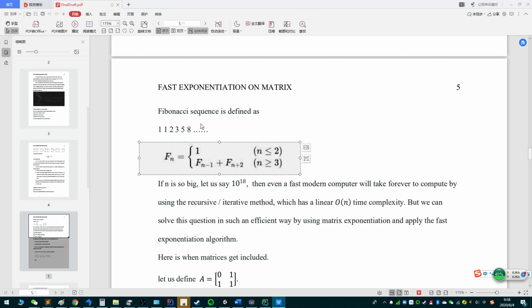If we want to find the nth element of the Fibonacci sequence, we can do it in an iterative way or a recursive way, which is counted as a linear method. However, if n is a very big number, let's say 10 to the 18th, then even a fast modern computer will take forever to compute by using the linear method. But we can solve this question in an efficient way by using the matrix exponentiation algorithm.